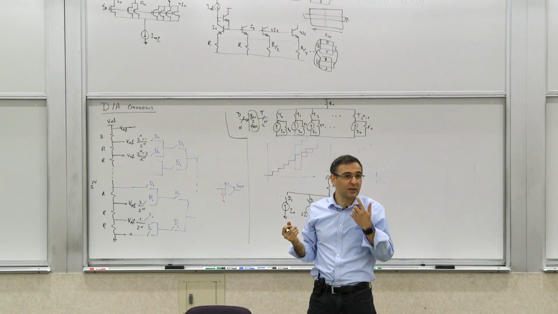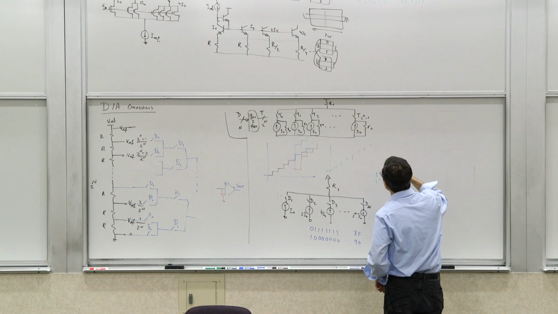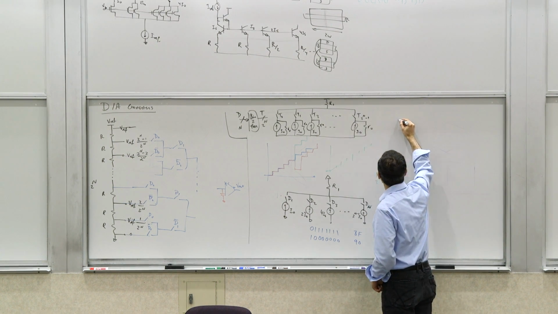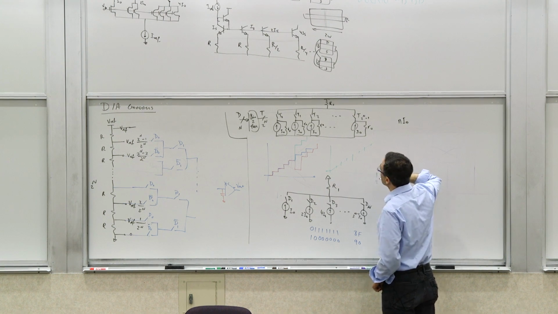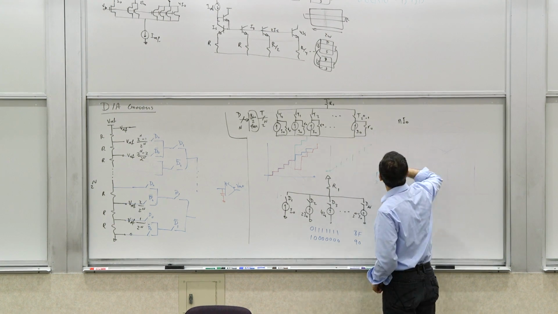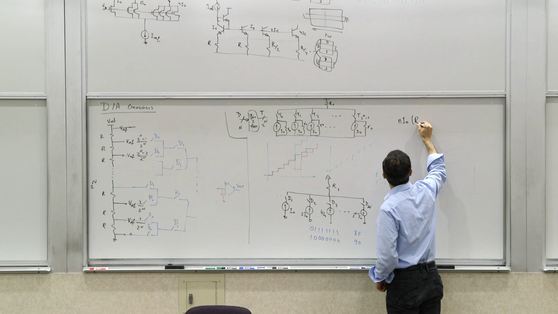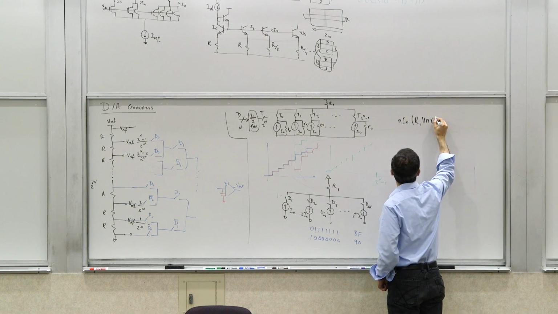In fact, what is the output voltage? The output voltage is going to be the current, let's say N transistors are on, N i0, times the total resistance you will see in that case. What is the total resistance you will see? It's R1 parallel N R0.